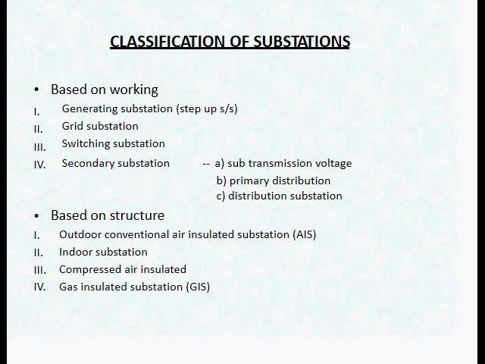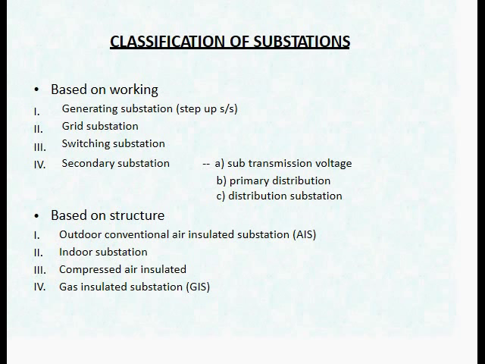There are various types of substation. Based on working, there are four types of substation. First one is generating substation or step-up substation. Generating means, as the name suggests, where the electricity is generated, and the associated substation is called a generating substation. Generally, electricity is generated at 13.8 kV or 15 or 16 kV in a modern substation. From that it is stepped up to 132 kV or 200 to 220 kV or 400 kV. So these substations are called generating substations.